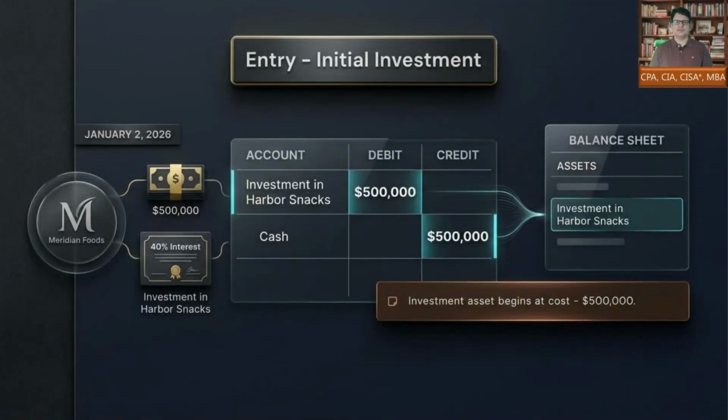For the initial investment entry, Meridian records the purchase at cost.